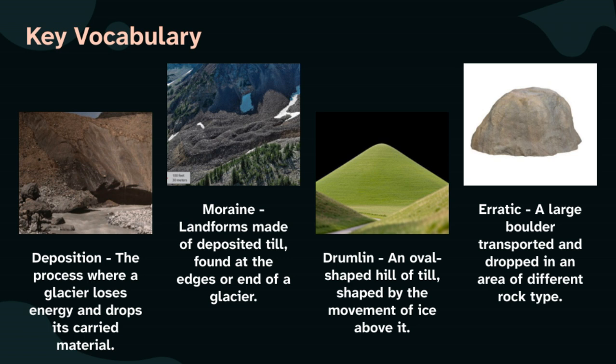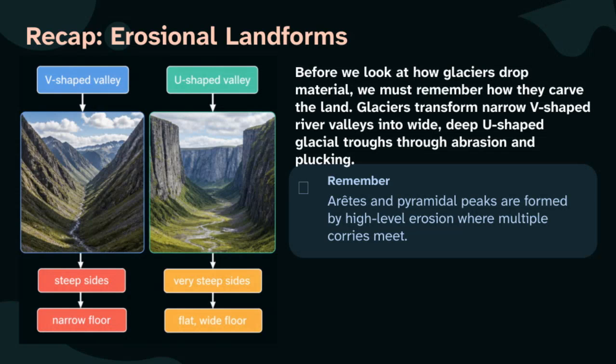A basic answer might say, the glacier dropped rocks. A stronger answer would say, as the glacier melted, it deposited unsorted till, forming landforms such as terminal moraines, drumlins, and erratics. Before we focus on transportation and deposition, let's recap erosion.